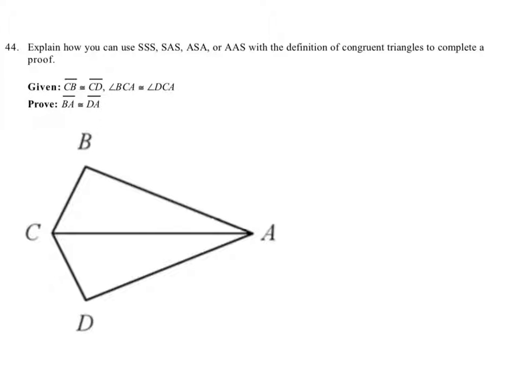Okay, explain how you can use side, side, side, side, angle, side, or angle, angle, side with the definition of congruent triangles to complete the proof. Well, it just says explain how we would use it. It doesn't actually say to write the proof. I'm going to just talk it out.